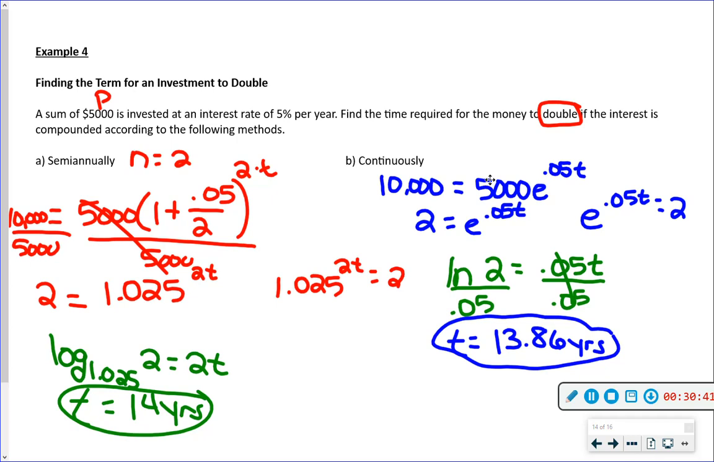Quick question for you. What's the better way to go if you're trying to get your money to double? To compound it twice a year or continuously? Continuous. It's a little shorter. It's not a lot shorter, but it is a little less time to get you to your doubled amount of money. Always thinking about making the money.